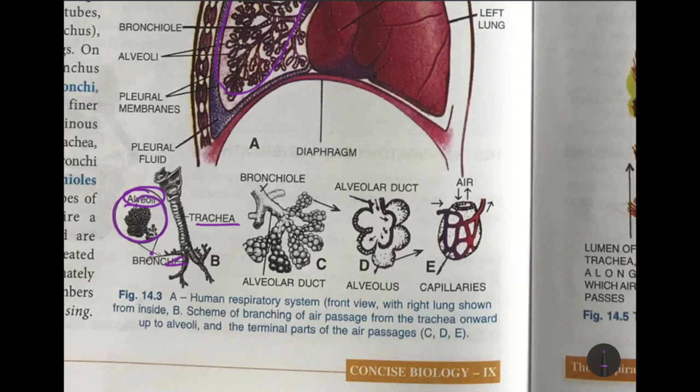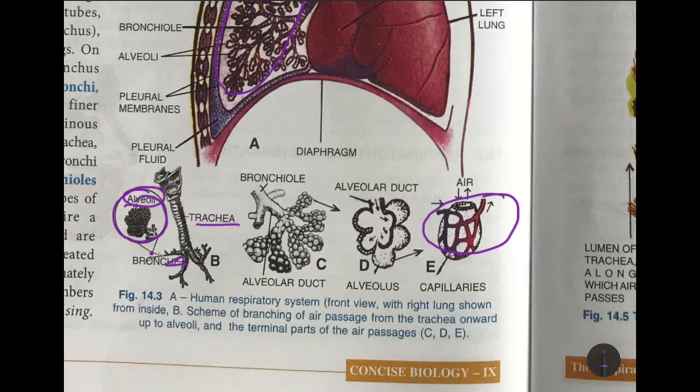So there is a network of blood capillaries, which you can see here, surrounding the wall of each alveolus. The walls of the alveoli are very, very thin. It is one cell thick, only one cell, and it is moist, so that there is gaseous diffusion between them. Gaseous diffusion means the exchange of carbon dioxide and oxygen takes place in the alveolus.